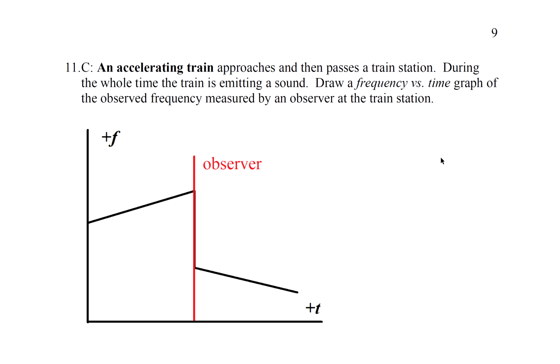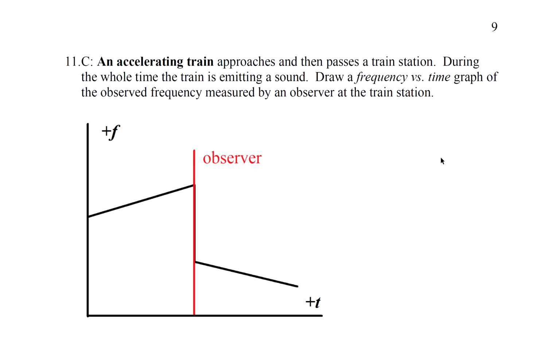Question 11. An accelerating train approaches and then passes a train station. During the whole time the train is emitting a sound. Draw a frequency versus time graph of the observed frequency measured by an observer at the train station. If it's accelerating towards the train station, it's going to look something like this.